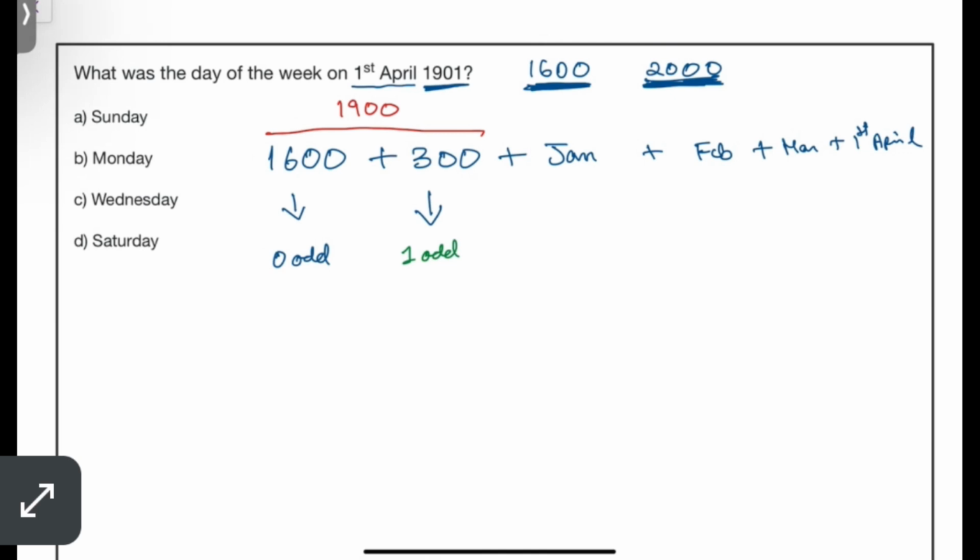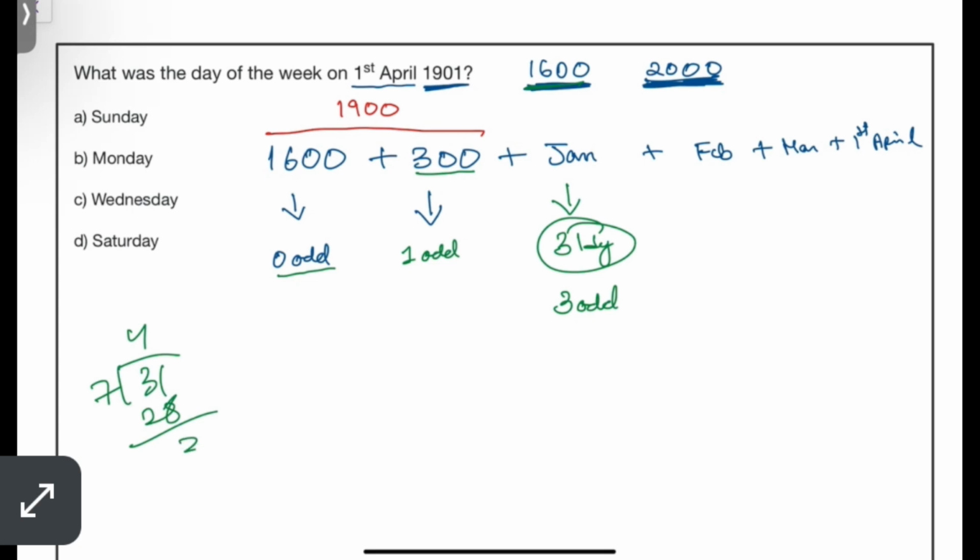So 1600 has 0 odd days. Why? Because 1600 is a multiple of 400, and 300 years will have one odd day because we have learned from the table. Now Jan. Jan has how many days? 31 days. So it will have how many odd days? 31 days will have 3 odd days because you divide it in terms of weeks. In a week there are 7 days. 7 fours are 28. That means 3. The answer here is 3. That's the reason why I'm using 3 odd days there, okay.